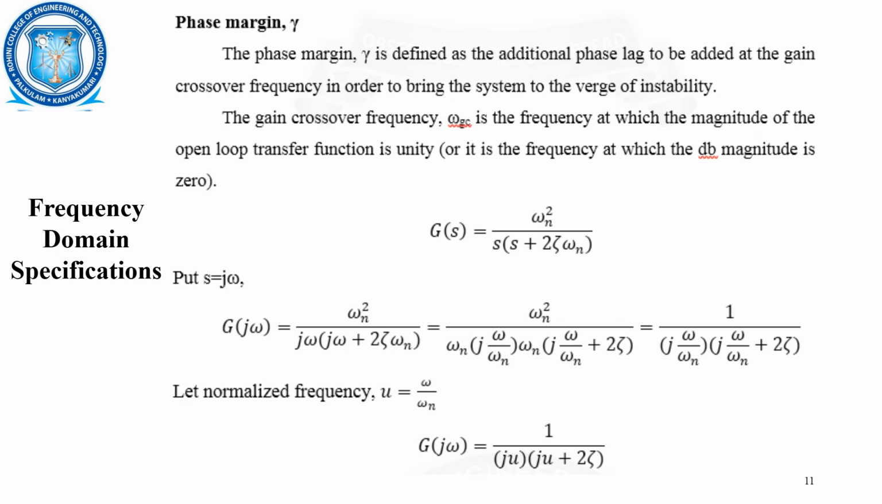Now let us have a small derivation for this phase margin value. Let us consider the open loop transfer function G of s equal to omega n square divided by s into s plus 2 zeta omega n. Substituting s equal to j omega, we have this equation, and from this we are going to take omega n square outside, and then cancel out the numerator and denominator omega n squares. Here we have omega by omega n, which is nothing but the normalized frequency u. So G of j omega is equal to 1 by ju into ju plus 2 zeta.